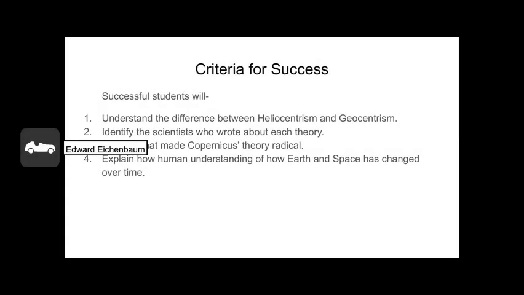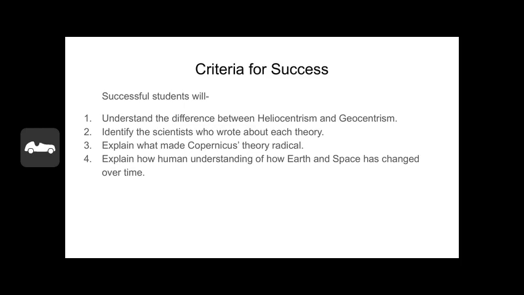I would like to go over the criteria for success, as these are the important takeaways from today's lesson. The successful students will be able to understand the difference between heliocentrism and geocentrism. Zahir, can you help me out with number one, please? Good job, Zahir. Good job.